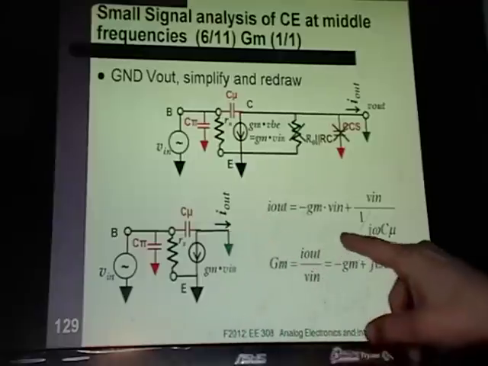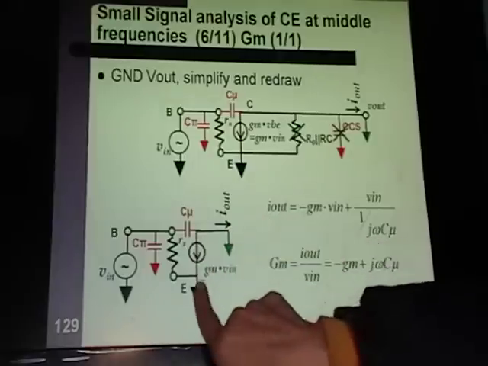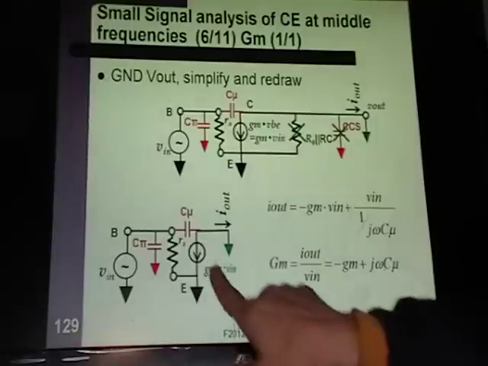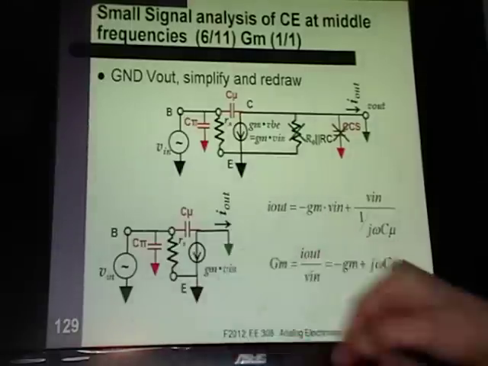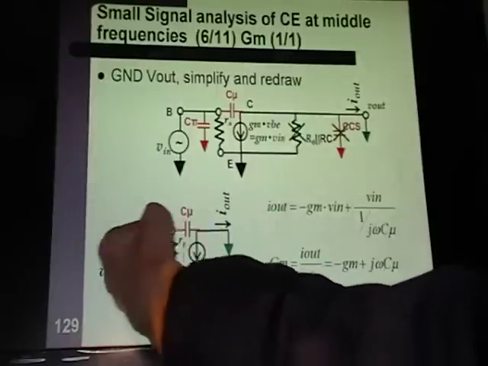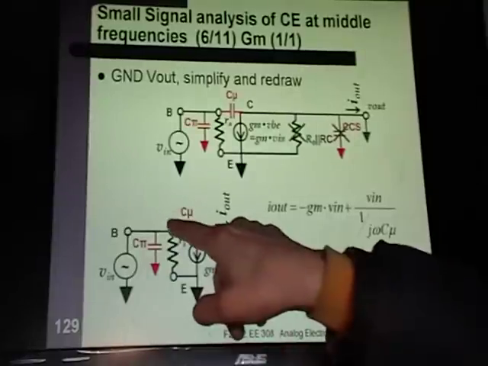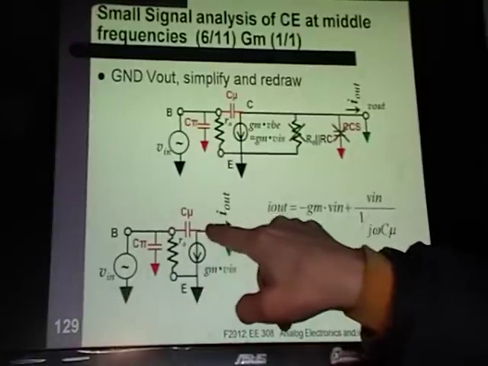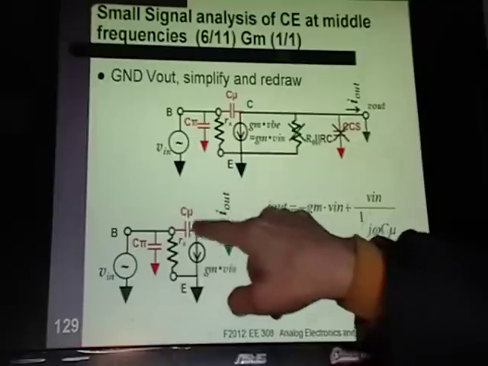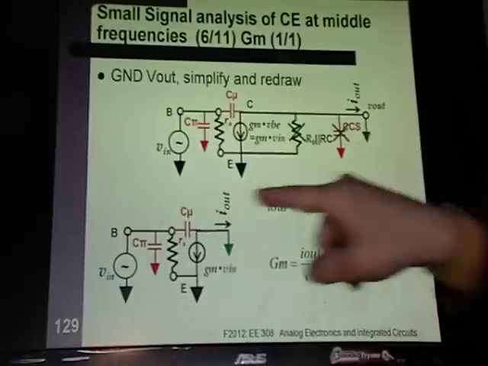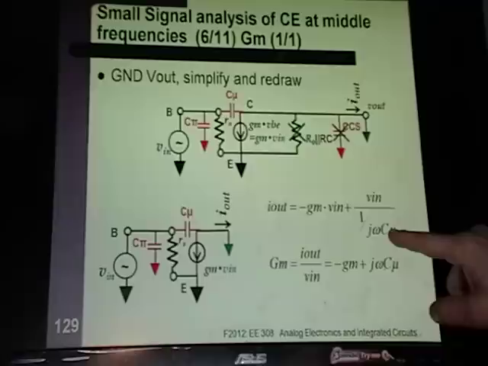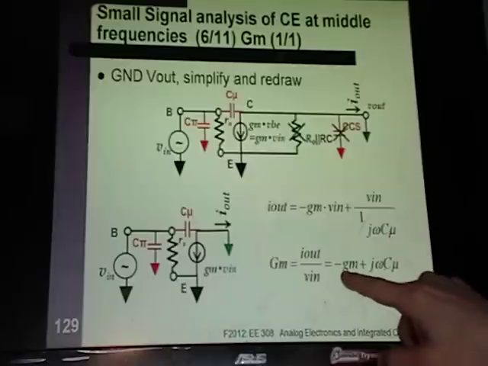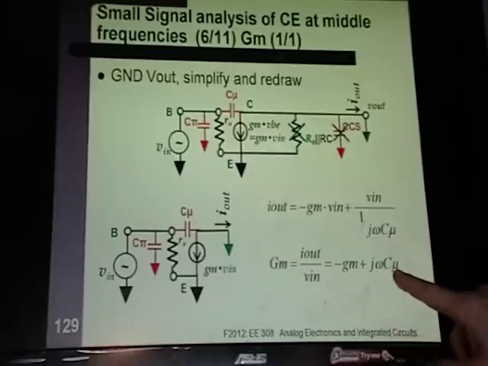So let's come up with an equation for I out. For I out, you have this current coming through GM times VN, so it's the negative of that. And then you have the current coming across C mu. That current is whatever voltage is here minus the voltage here, over the impedance of your C mu. You have Vn minus 0 all over the impedance of that, which is 1 over j omega C. And you can see Gm equals negative Gm plus j omega C mu.